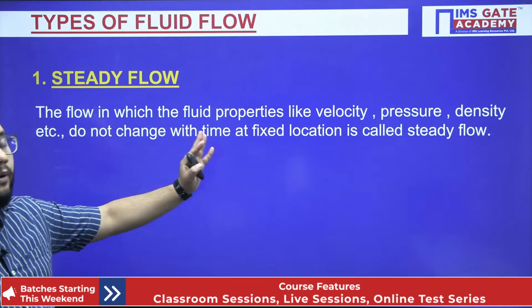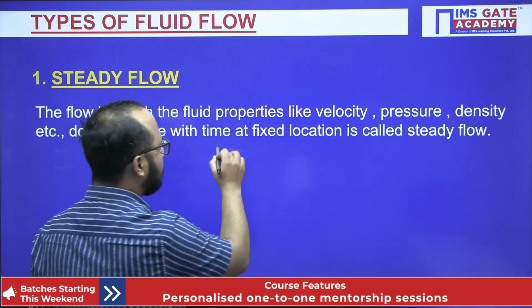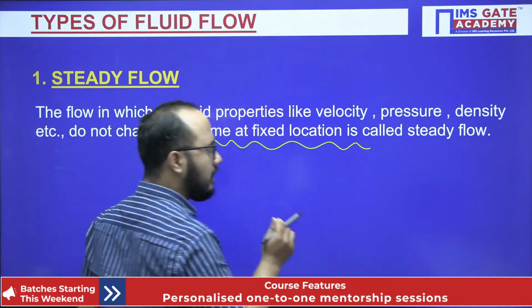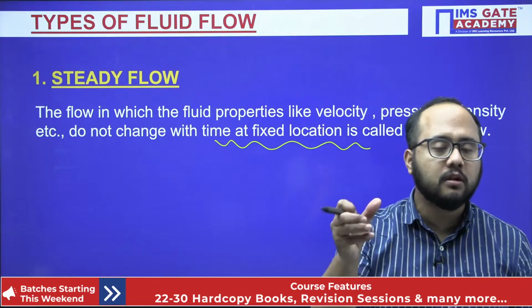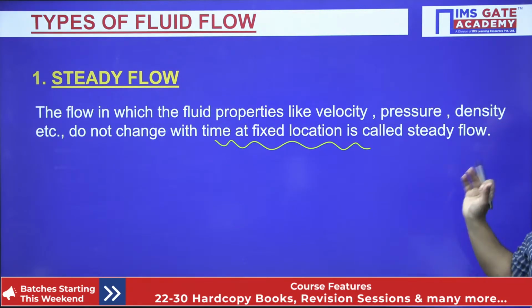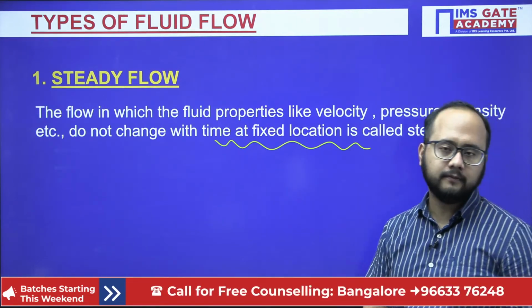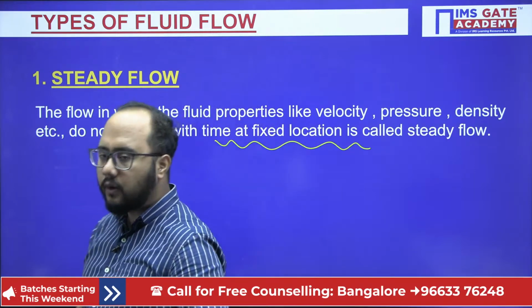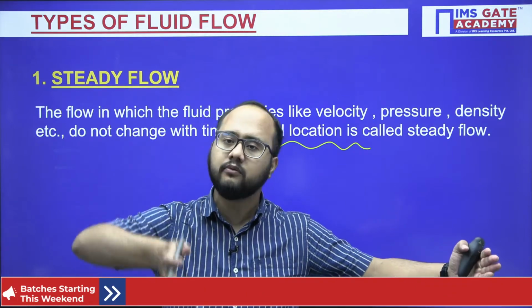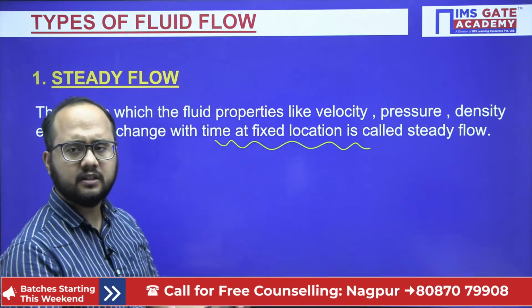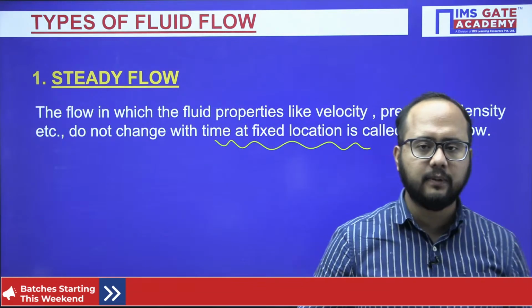The flow in which the fluid properties like velocity, pressure and density do not change with time at a fixed location. This point is very important. You should highlight this point in the definition. Whenever you are writing definitions, please highlight the most important points. Otherwise, you will remember only the main thing, like do not change with respect to time, but at a fixed location, that is also a very important point. I hope the point is clear. From location to location, values may change, but with respect to time, at any particular fixed location, values will remain fixed. That is steady. And opposite to that is unsteady flow. Just opposite to steady will be unsteady.